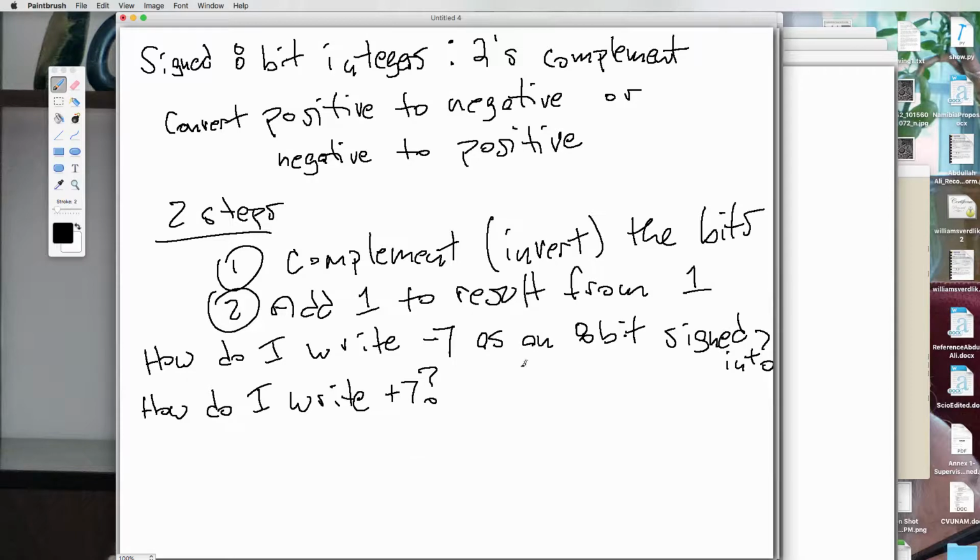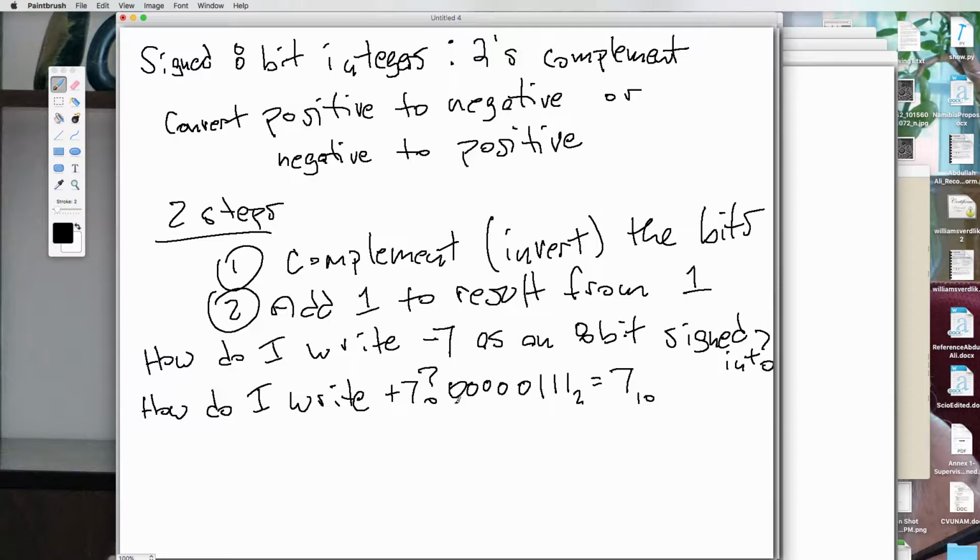And plus 7 would be 1 plus 2 plus 4 is 7. And what I have to do is make this into 8 bits. So that's 4 bits, 5, 6, 7, 8. So this base 2 is equal to 7 in base 10.